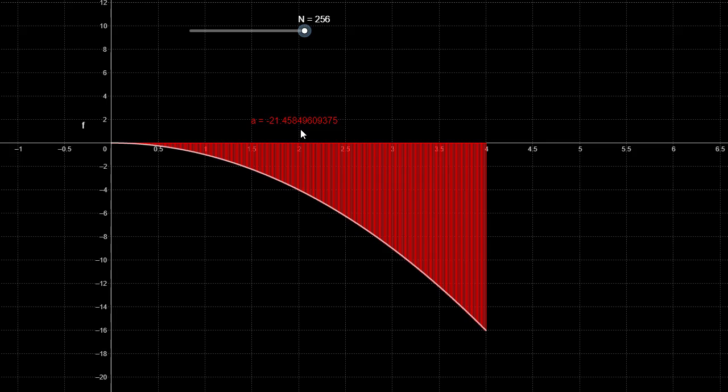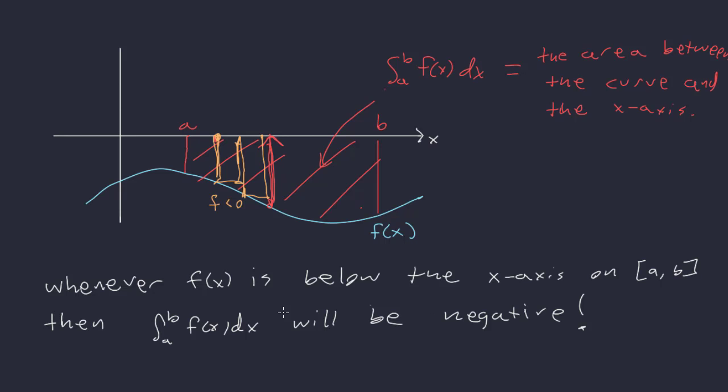And that does happen. Definite integrals give the area between the graph and the x-axis, but it spits out a negative whenever the function is below the x-axis. Right? So in words, whenever f of x is below the x-axis on the interval a to b, then the definite integral from a to b of f of x dx will be negative.